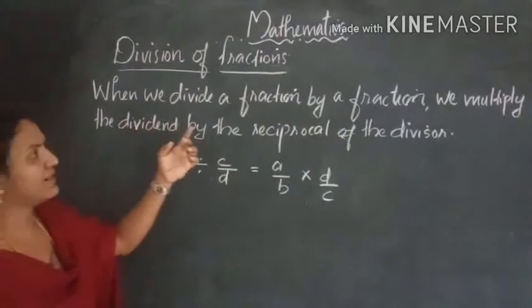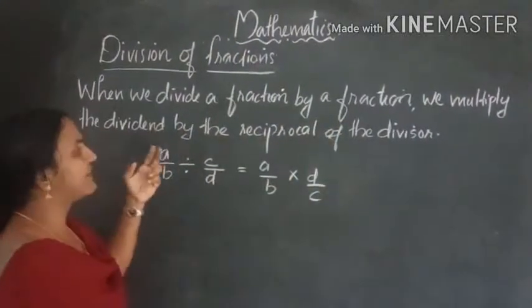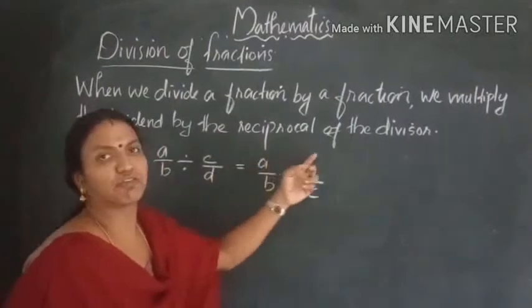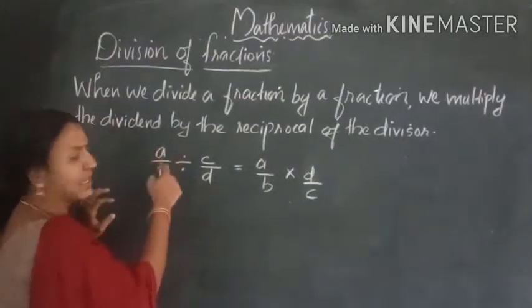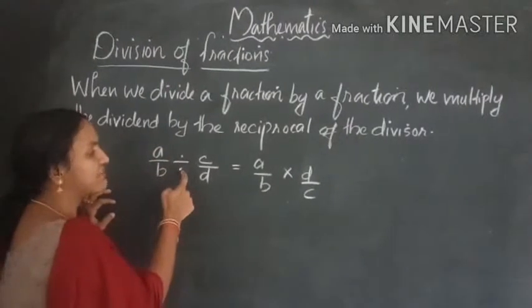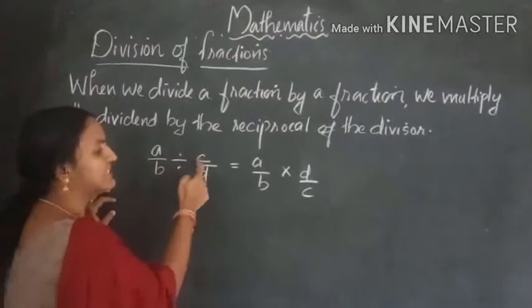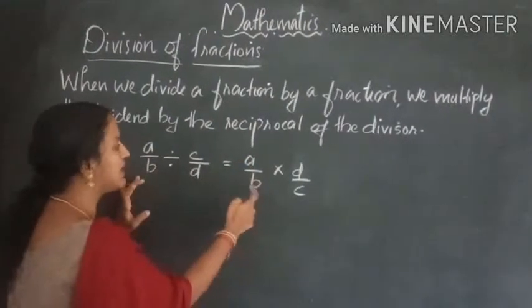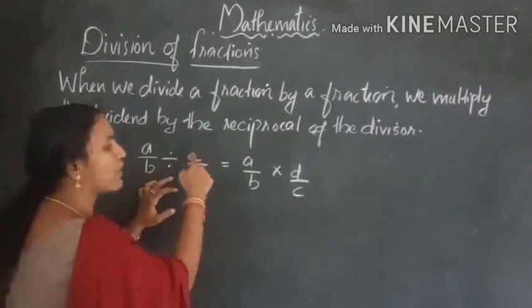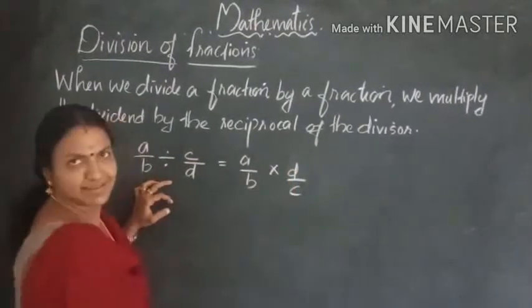When we divide a fraction by a fraction, we multiply the dividend by the reciprocal of the divisor. Here the dividend is a by b, and the divisor is c by d. So a by b divided by c by d is equal to the first fraction a by b into the reciprocal of the second. That means into d by c.